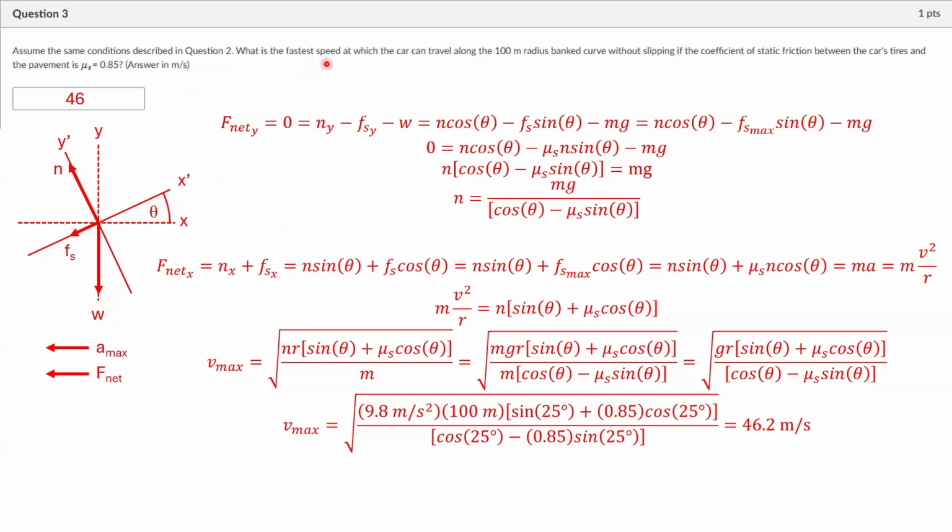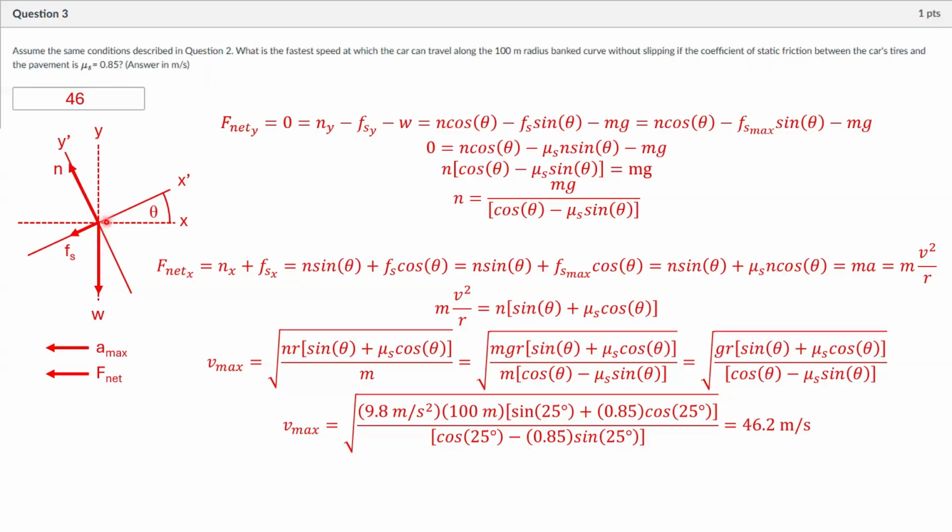The question now is, what is the fastest speed at which the car can travel along the 100-meter radius? Now we have a radius of the curve without slipping. So without slipping, that means we would have to have static friction still. If the coefficient of static friction between the car's tires and the pavement is 0.85. Answer in meters per second. All right, this is a challenging problem.